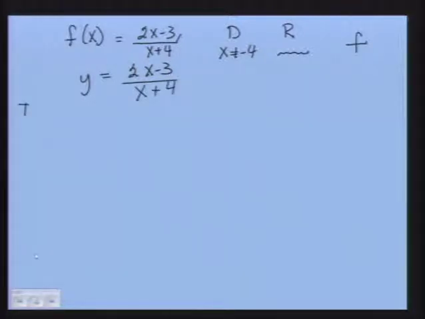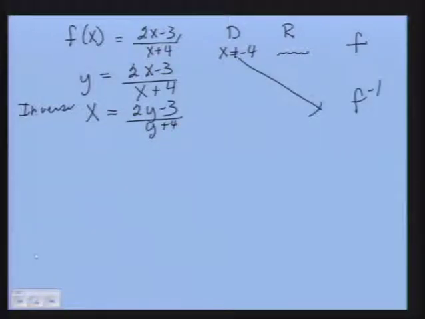Then I'm actually going to get the inverse by putting x in place of y and y in place of x. So 2y minus 3 divided by y plus 4. At that point, the range of f inverse is going to be y cannot equal -4. So if I need that anywhere along the line, I have it. So this is for f inverse.